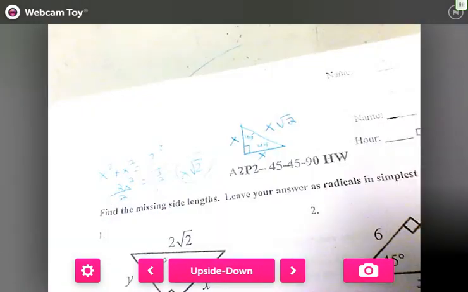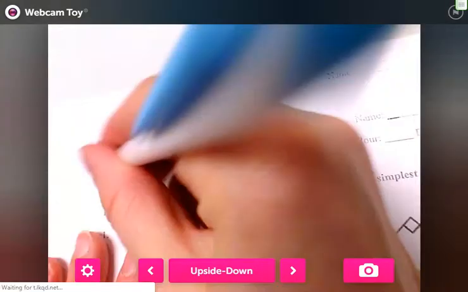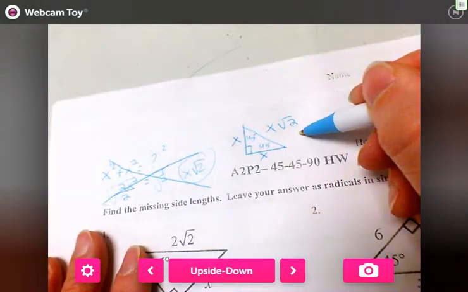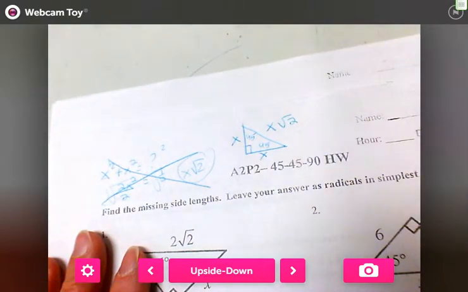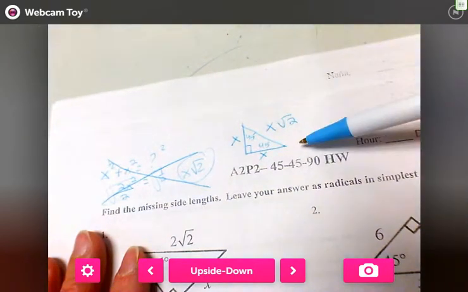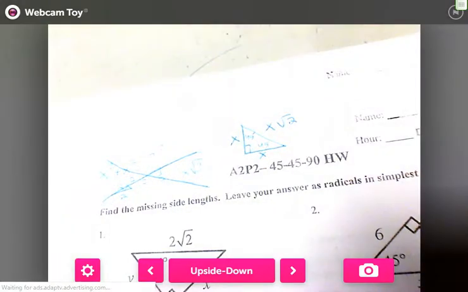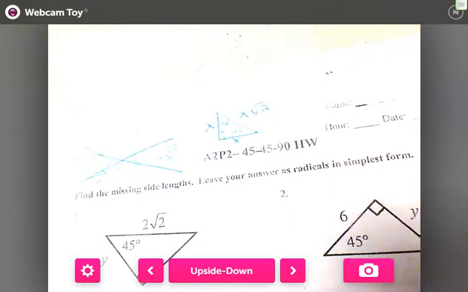Okay? So it's just the Pythagorean theorem, but instead of doing the long way all the time, don't worry about this. Just know this formula. Okay? So we just are going to use this formula. All right. So now let's look at number 2.